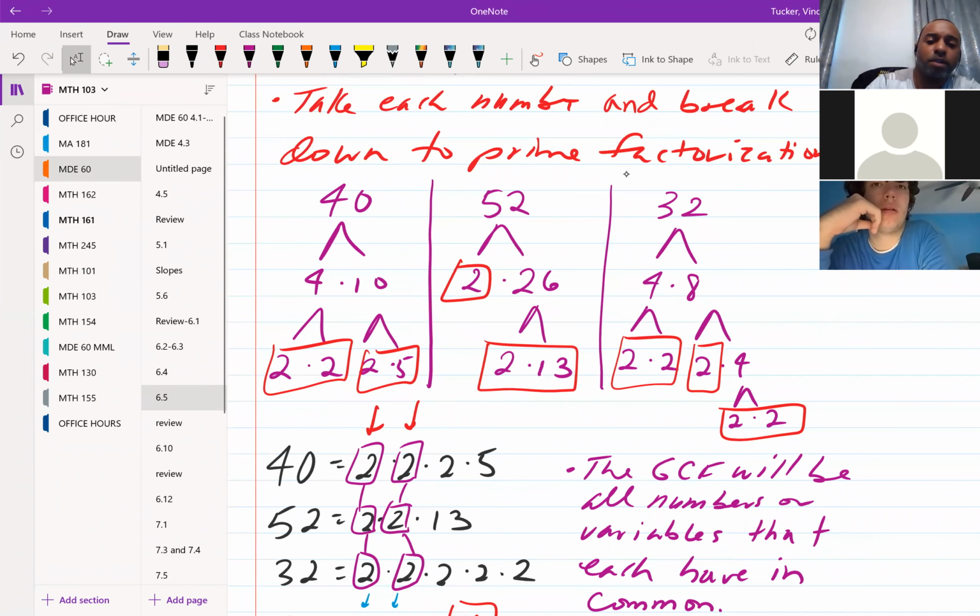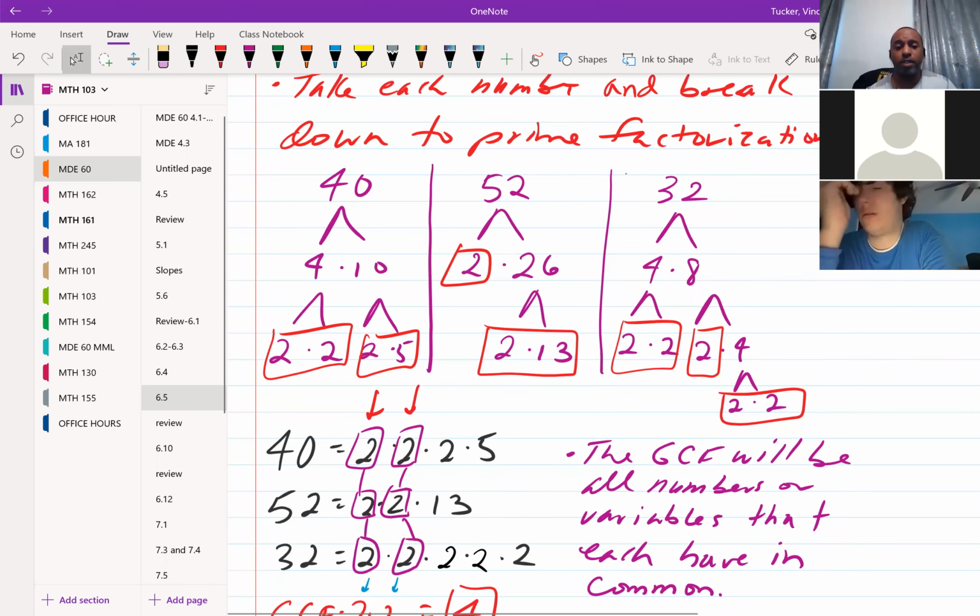So when I compare what I have, once again, 40 is 2 times 2 times 2 times 5. 52 is 2 times 2 times 13. 32 is 2 times 2 times 2 times 2 times 2. So that was my prime factorization of each. So before we pull out the GCF or talk about pulling out the GCF, questions on how we got those prime factorizations?